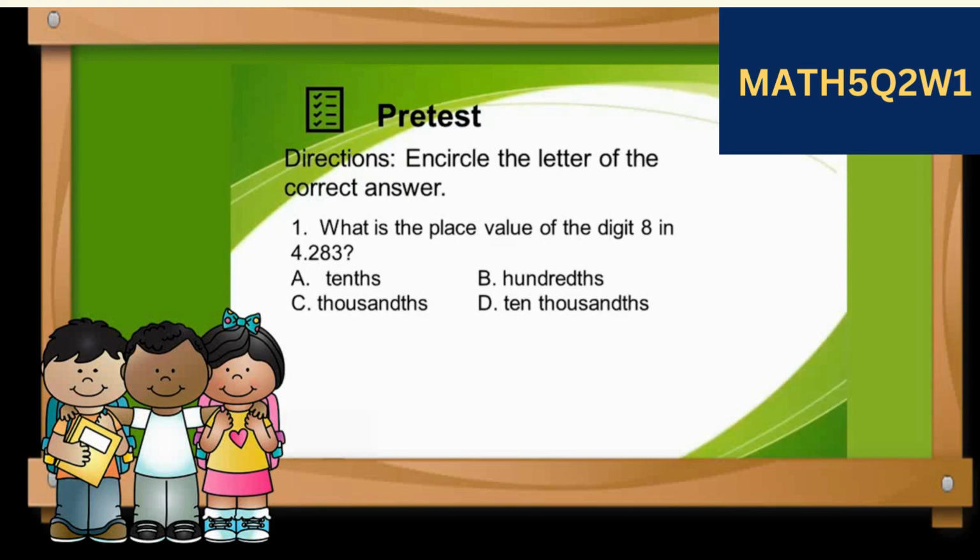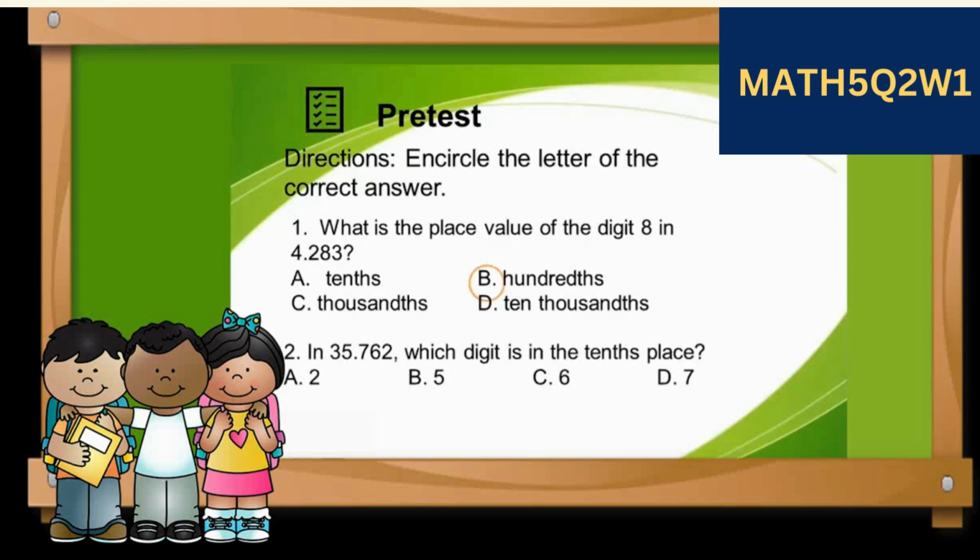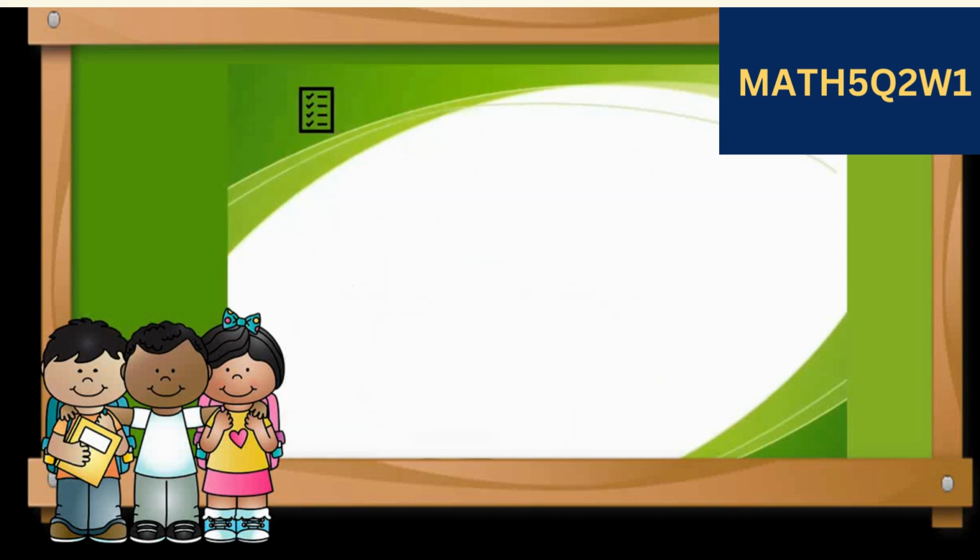Correct answer is letter B. Number 2. In 35 and 762 thousandths, which digit is in the tenths place? Is it A2, B5, C6, D7? Correct answer is letter D.